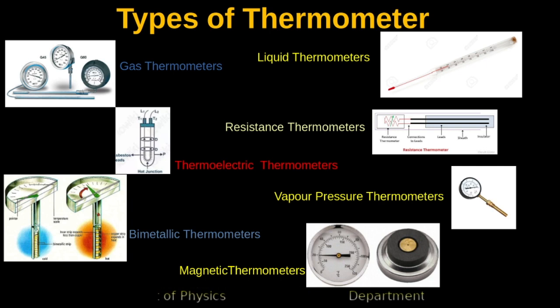Then thermocouple thermometers. These thermometers measure the temperature very quickly. They are generally used in laboratories. They measure the temperature through an electrical junction that generates a voltage that varies according to the junction temperature.